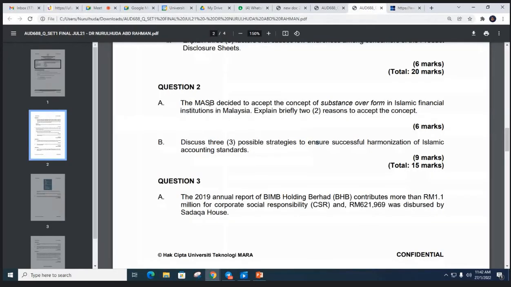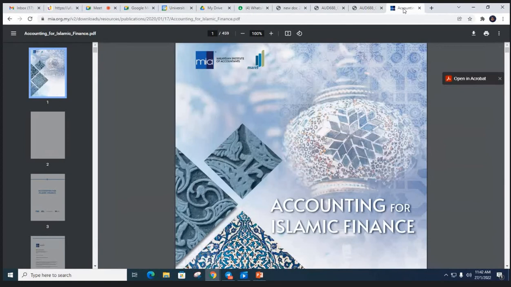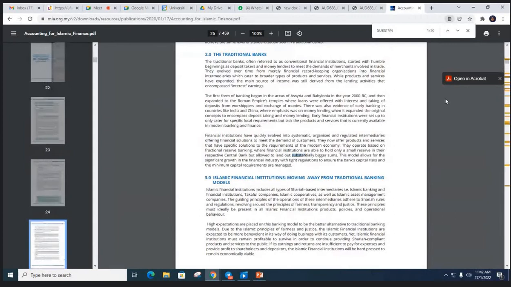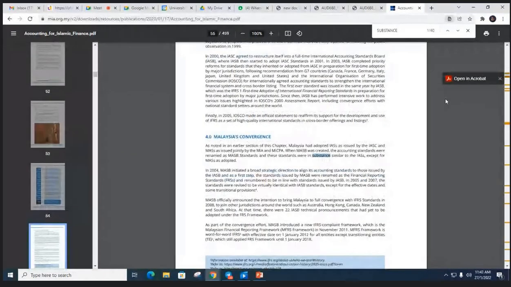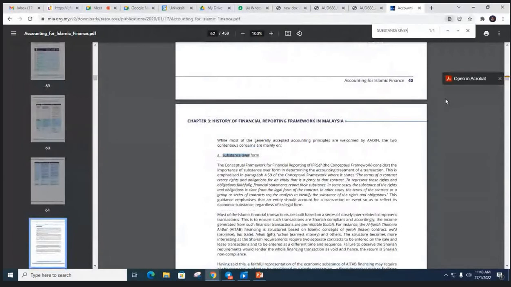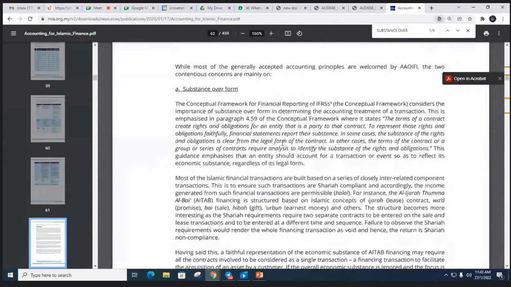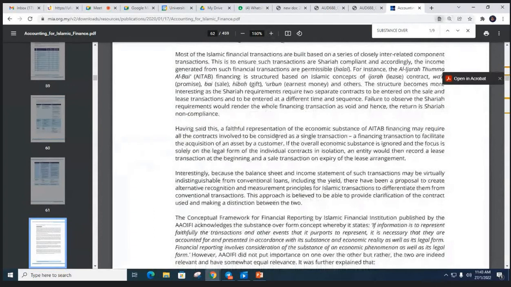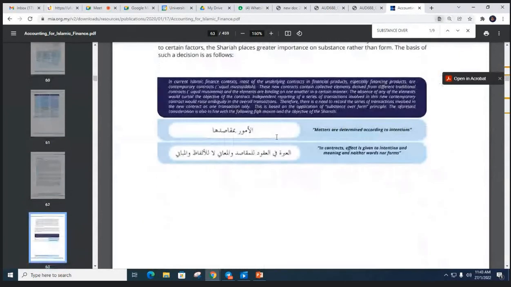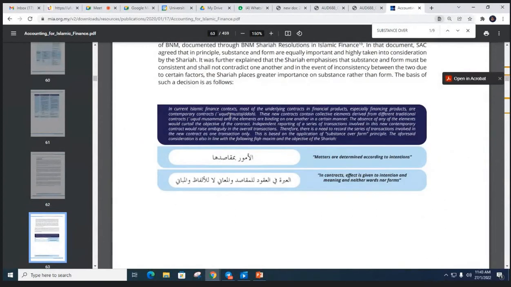The question asks you, MASB decide to accept concept substance over form. Okay, two reasons to accept. Okay, substance over form, they accept because of the Islamic legal maxim.